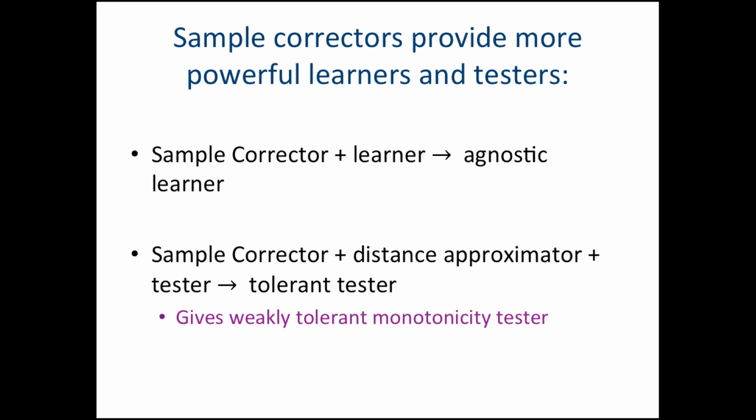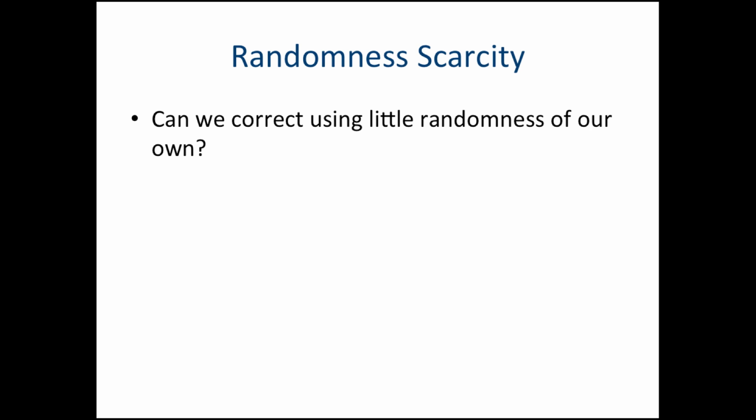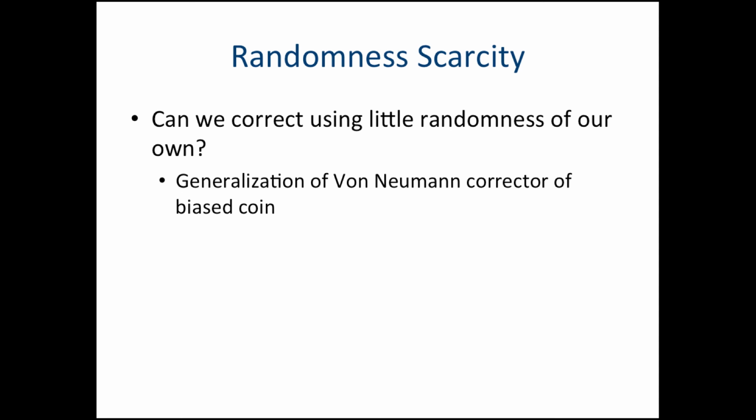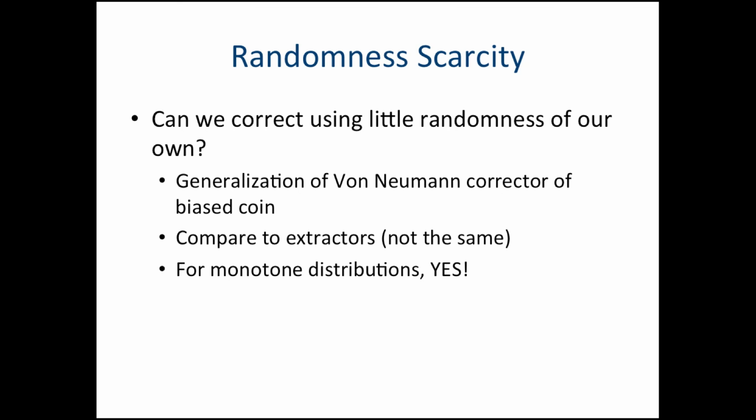Okay, I'll just say a word about randomness scarcity. Can you do this correction using little randomness of our own? This question is a generalization of the von Neumann corrector of the biased coin. You can compare this to extractors. It's not the same, though. It's not the same model. And it turns out that for monotone distributions, yes, you can.